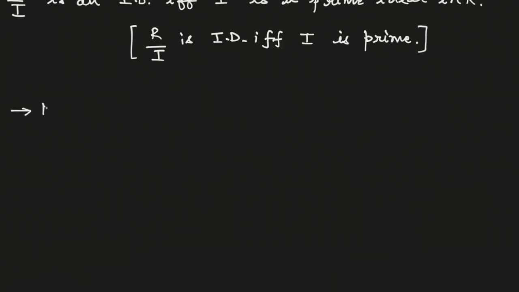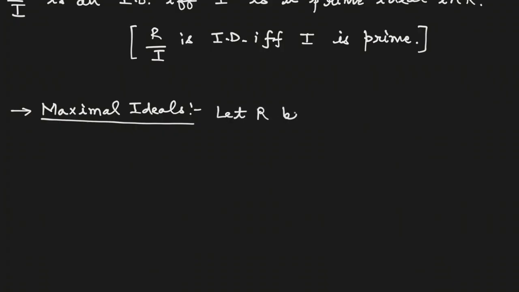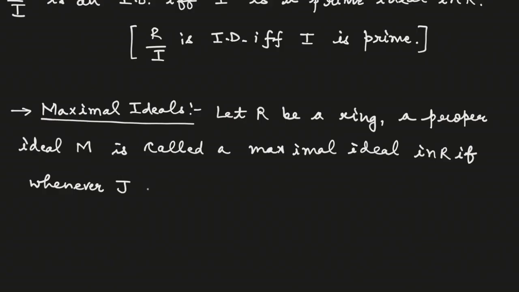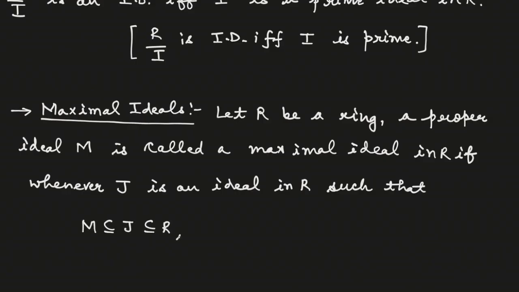Now next is maximal ideals. Let R be a ring, a proper ideal M is called a maximal ideal in R if whenever J is an ideal in R such that M is contained in J, J is contained in R, then either M is equal to J or J is equal to R.